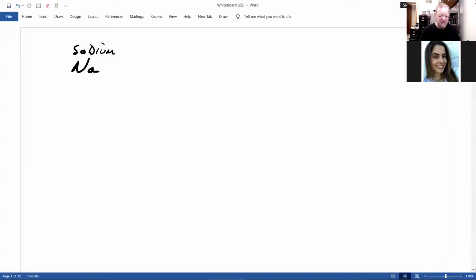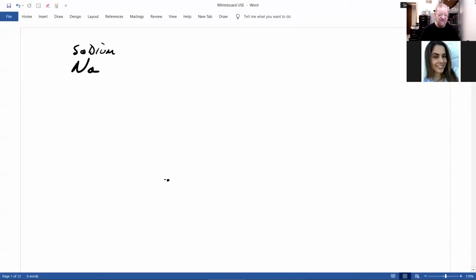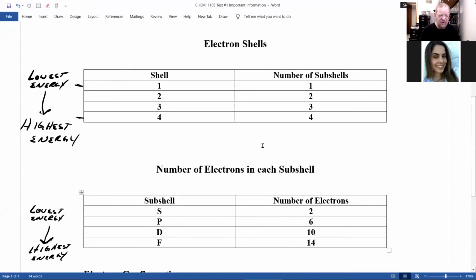Sodium has a chemical symbol of Na. Let's look at the periodic table. I'll let you figure out how many electrons sodium has. Time's up. Sodium has 11 electrons, and now I'll let you get back to draw the electron configuration for sodium, and let me help you out. You'll be given this table.